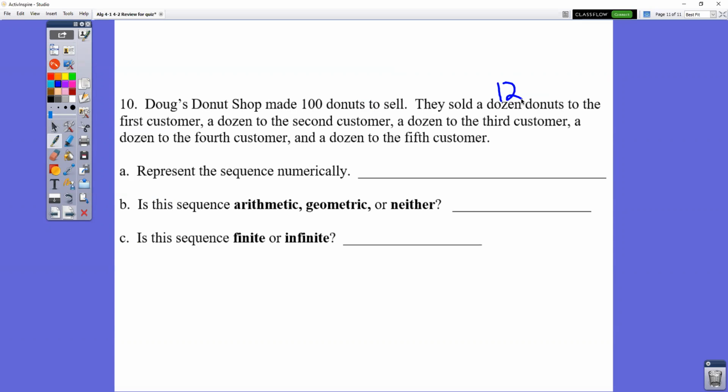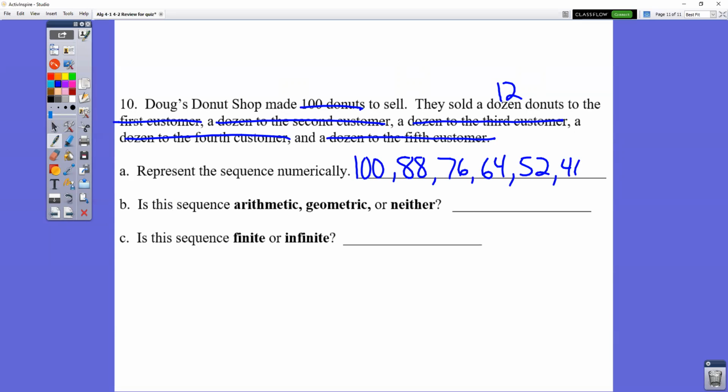So if they're starting off with 100 donuts, we're going to start off with the number 100. They sold a dozen donuts to the first customer. So 100 minus 12 is 88. They sold a dozen to the second customer. 88 minus 12 is 76. They sold a dozen to the third customer. 76 minus 12 is 64. They sold a dozen to the fourth customer. 64 minus 12 is 52. They sold a dozen to the fifth customer, so minus 12 gives you 40.